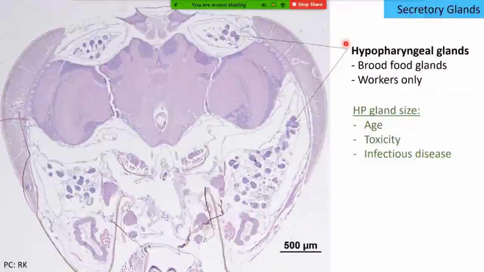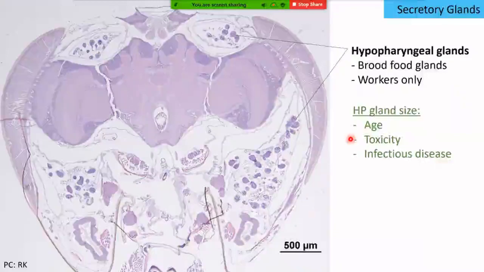The first thing to note is that hypopharyngeal glands vary with the age and are highly sensitive to external stimuli. So for example, the size of these glands will depend on the age of the bee, where they will be the greatest in size in bees that are responsible for larval rearing, so larval feeding, which would be in bees between the first and second week of their life.